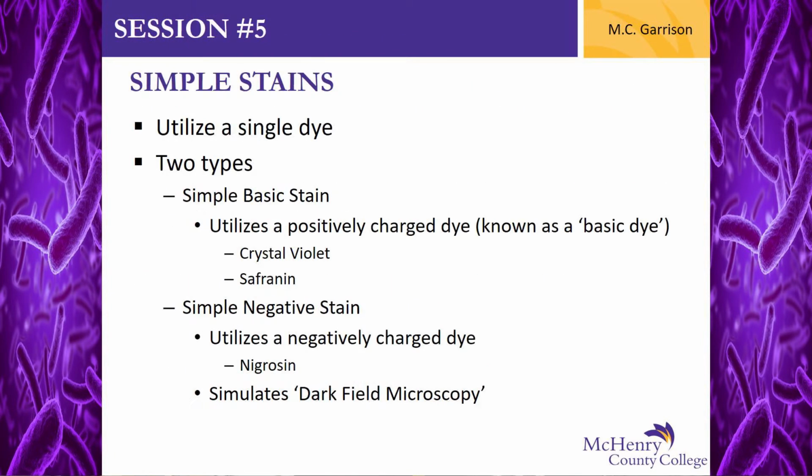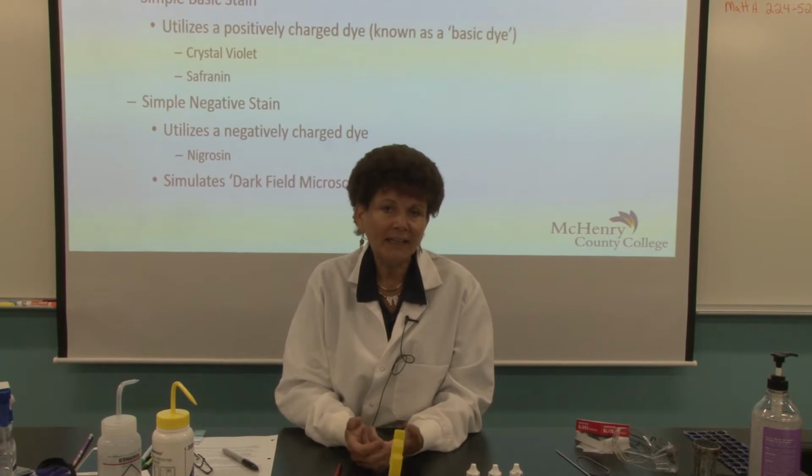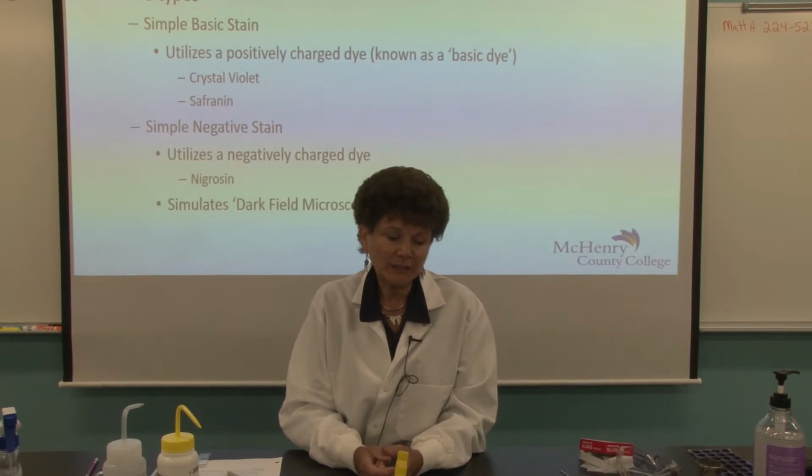Let's take a look at the two simple stains on the docket for today. We are going to do these simple stains using a single dye. In fact, that is what the definition of simple stain is. A simple stain uses only one single dye. We have two types of simple stains that we will carry out. The first, as I mentioned, is a simple basic stain. And a simple basic stain uses a basic dye. A basic dye is a positively charged dye molecule.